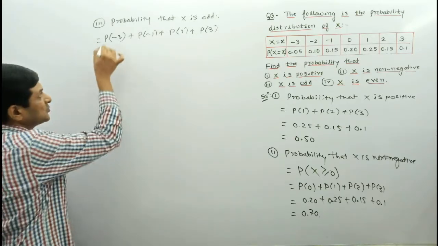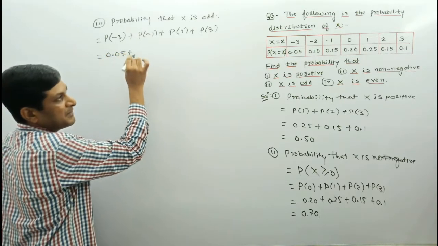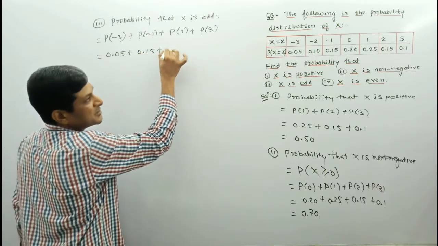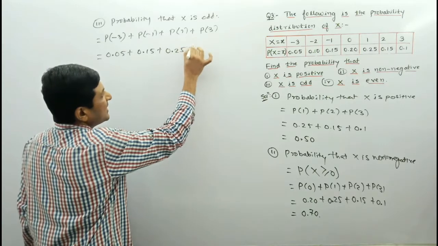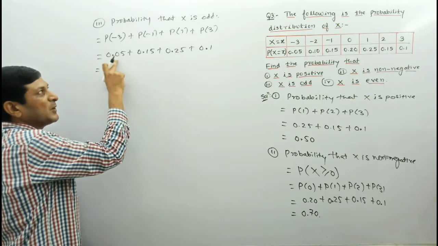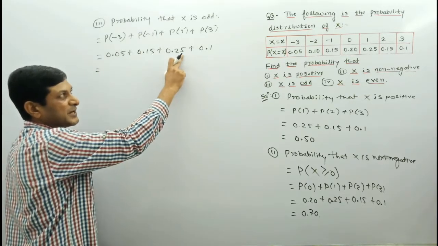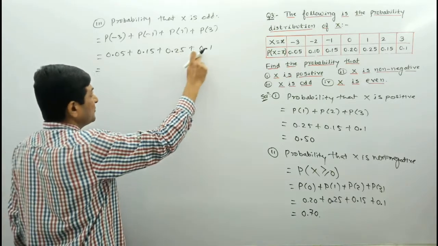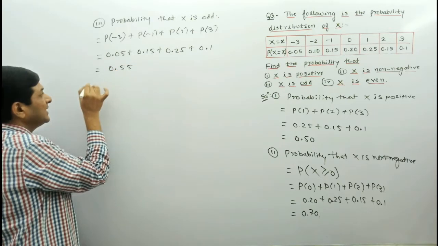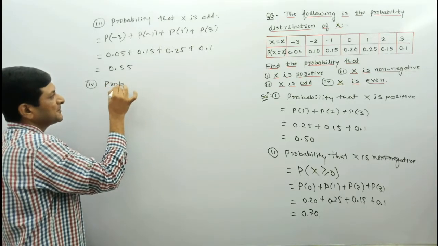Now substitute the values. Probability of -3 is equal to 0.05, probability of -1 is equal to 0.15, probability of 1 is equal to 0.25, and probability of 3 is equal to 0.1. So this is equal to 0.05 plus 0.15 is 0.20, 0.20 plus 0.25 is 0.45, 0.45 plus 0.1 will be equal to 0.55.